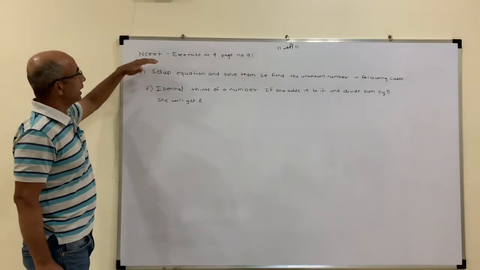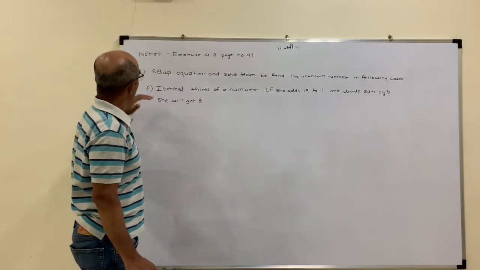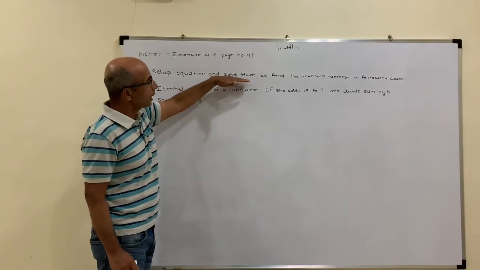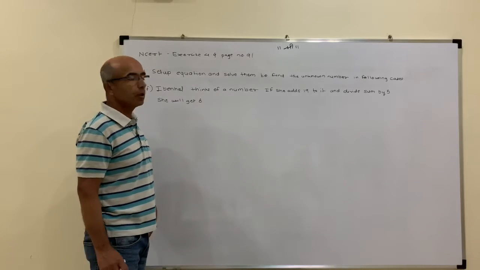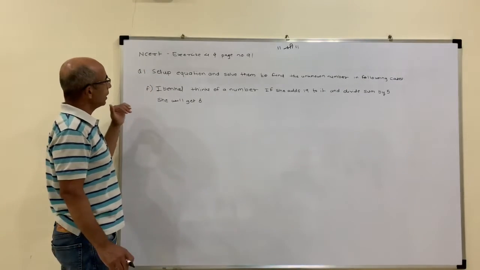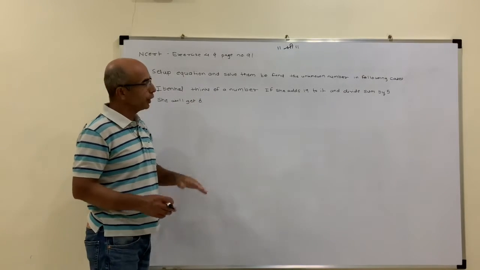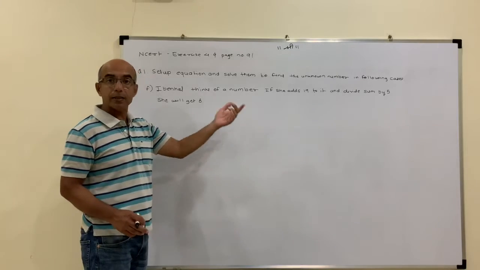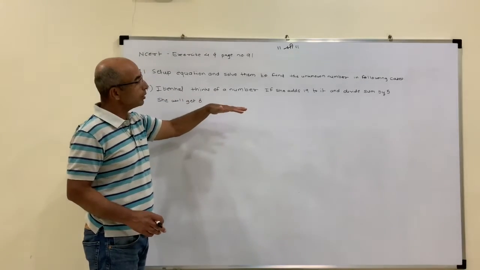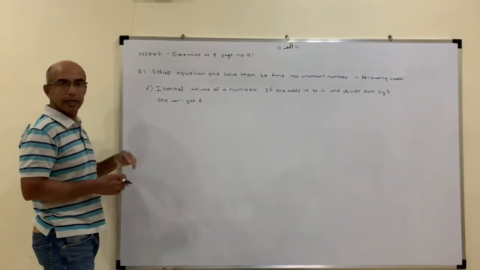Now the book exercise 4.4, page number 91. Question 1. Set up equations and solve them to find the unknown number in the following cases. Case F. Ibanal thinks of a number. She adds 19 to it and divides the sum by 5, she'll get 8. We need to understand certain terms used in the question itself.